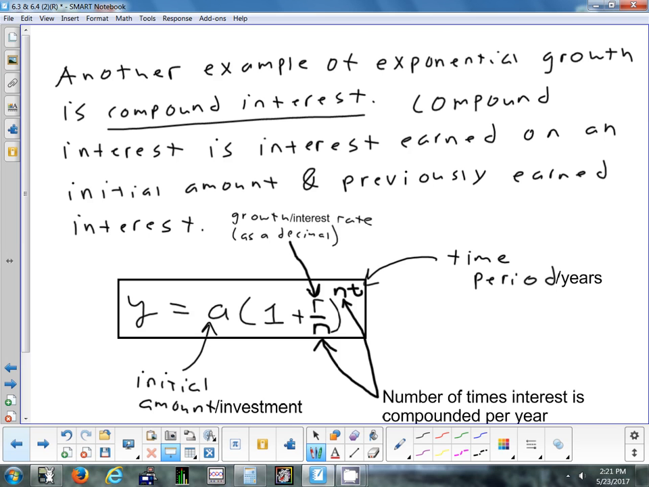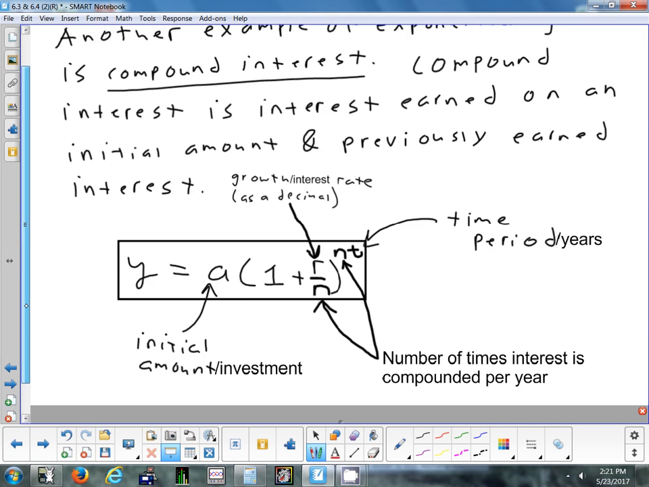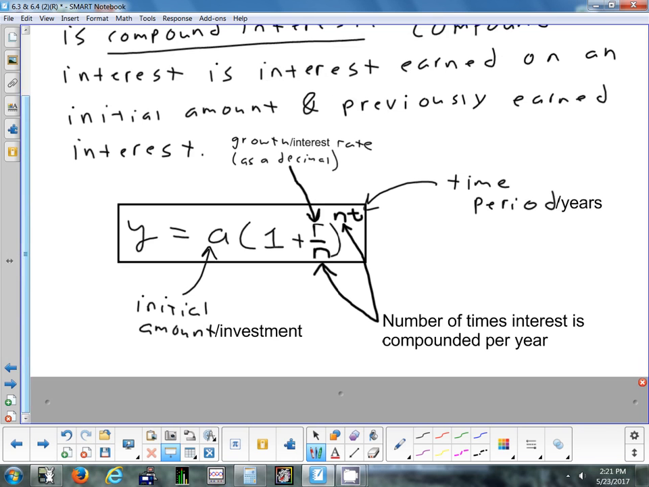Guys, that formula's in a box on your note sheet. So you might want to fill that in, if you haven't already.